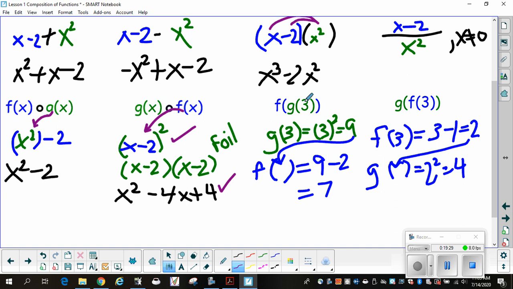Now, f of g of 3, I personally would calculate g of 3, so I plug a 3 in. 3 squared is 9, so then I put the 9 in. The output from g of 3 becomes the input for f of g of 3, so f of 9 becomes 7. Reversing it, f of 3 is 2. I put the 2 in, and I get 2 squared is 4. Work from the inside out.